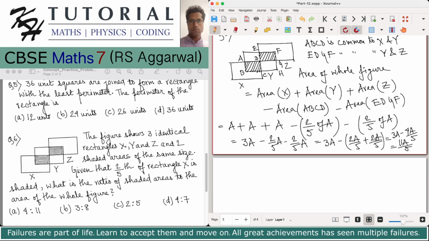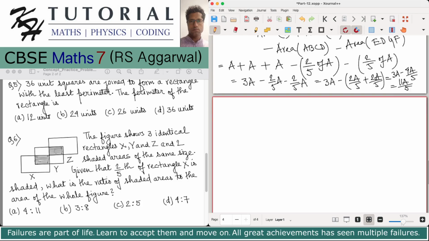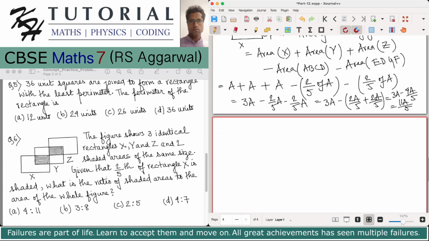So what is the problem asking? What is the ratio of shaded areas to the area of the whole figure? So 11A/5 is the area of the whole figure. Okay, now what is the area of the shaded region? Let's say it is nothing but the area of ABCD plus the area of EDGF.